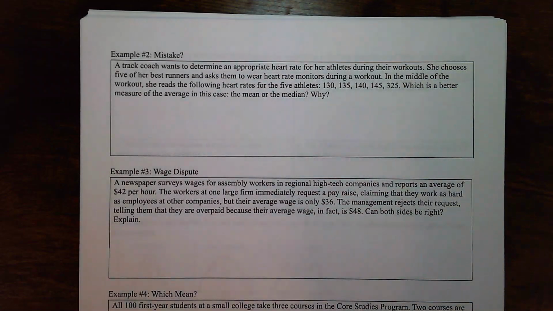Example 2: a track coach wants to determine an appropriate heart rate for our athletes during workouts. He chooses 5 of our best runners and asks them to wear heart rate monitors during the workout. In the middle of the workout, she reads the following heart rates for the 5 athletes. Which is a better measure of the average, the mean or the median?